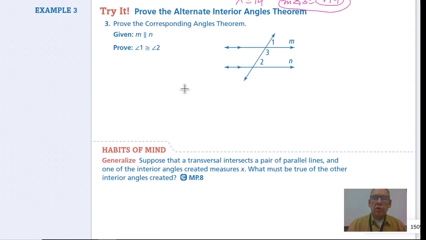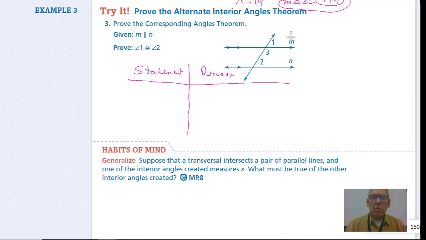Prove the corresponding angles theorem. So let's do this as a 2-column proof, statement, reason. And I'm thinking, okay, so we want to prove that 1 is congruent to 2. We've got 1 and 3 are supplementary because those are a linear pair. We've got 2 and 3 supplementary because those are same side interior angles. And then congruent supplements is going to let us say that 1 is congruent to 2. So let's see, we got line m parallel to line n is given.